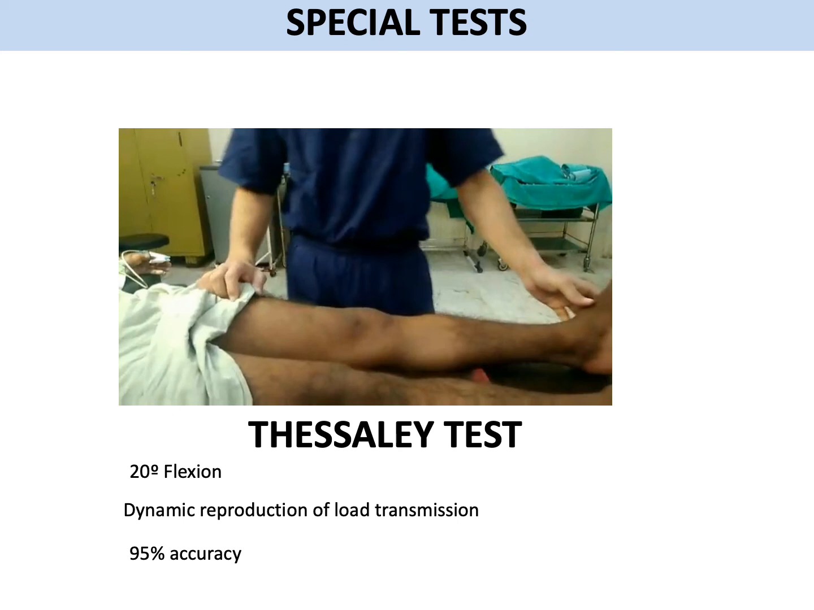If it's present in full flexion, the pathology is in the posterior horn; in mid flexion, the body of the meniscus; and if it's present in full extension, the pathology is in the anterior horn.